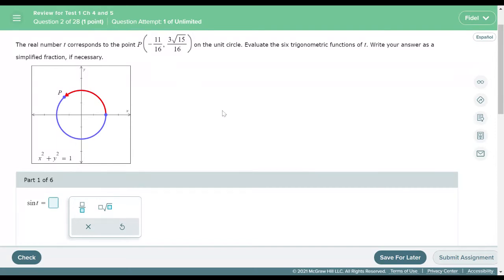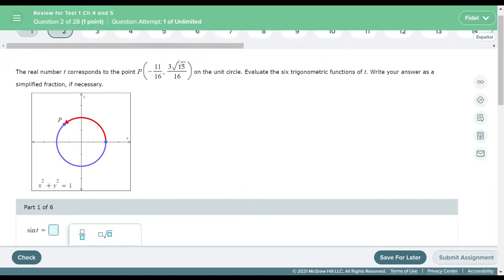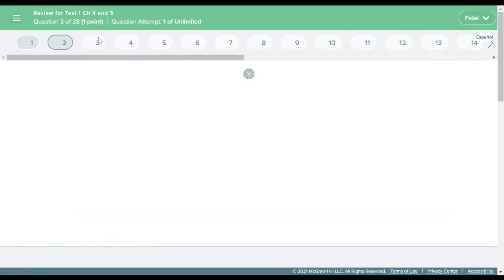Do you guys want me to do any of these? Are we good? Y'all tell me. I'm here to answer questions. So just let me know. We're good? Okay. Let's go to number 3.